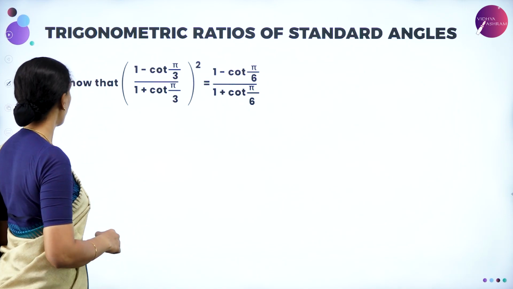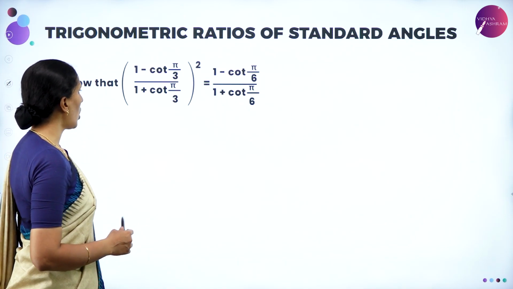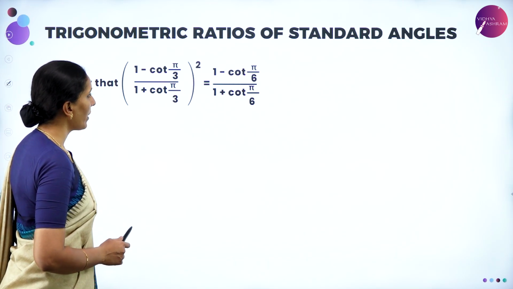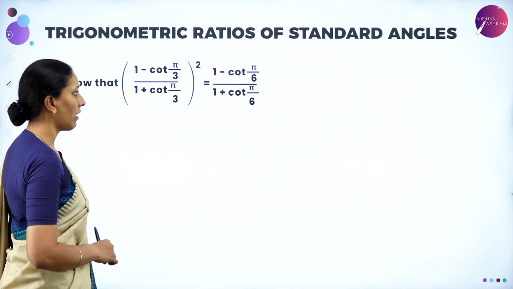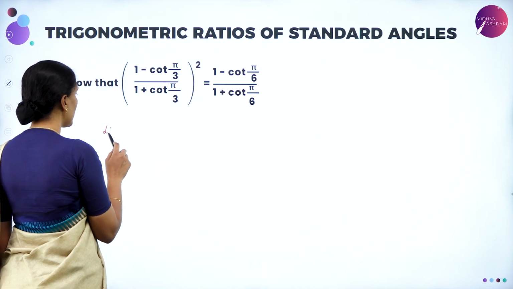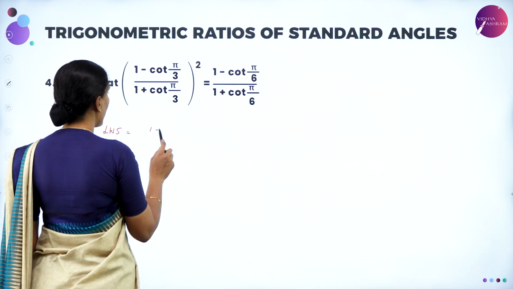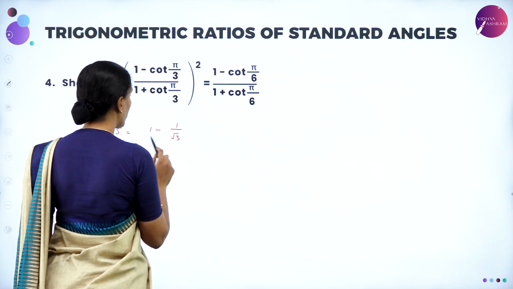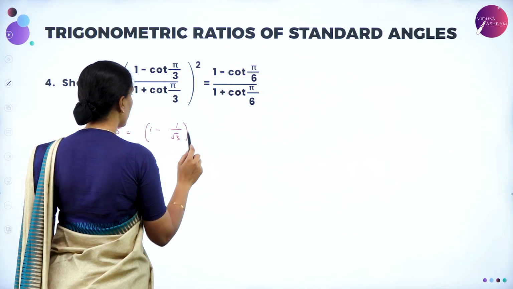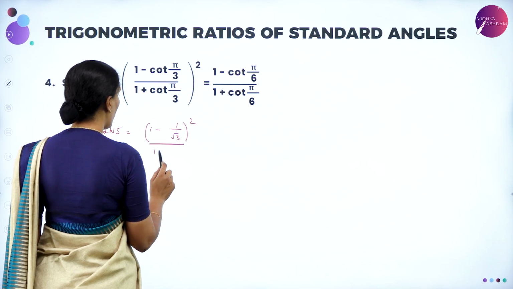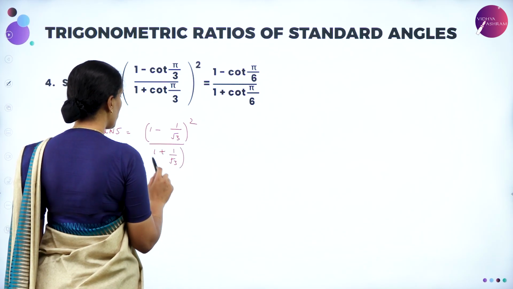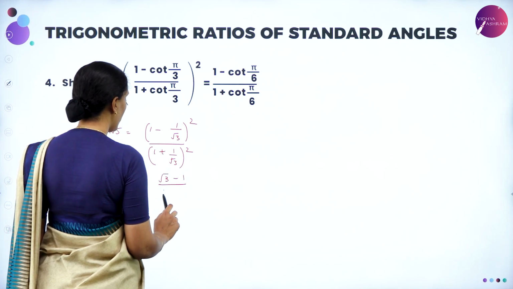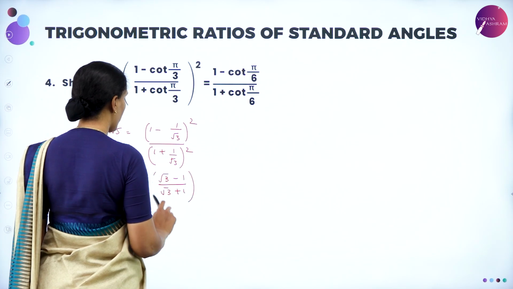Next one. Show that (1 minus cot pi by 3) divided by (1 plus cot pi by 3) whole square is equal to (1 minus cot pi by 6) divided by (1 plus cot pi by 6). So let me consider the LHS. So 1 minus cot pi by 3, which is cot 60. Cot 60 is 1 by root 3 whole square, divided by 1 plus 1 by root 3 whole square. So which becomes (root 3 minus 1) divided by (root 3 plus 1) whole square.